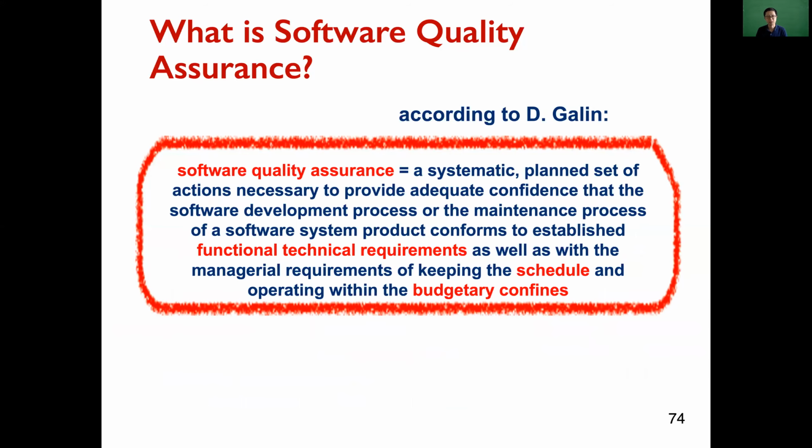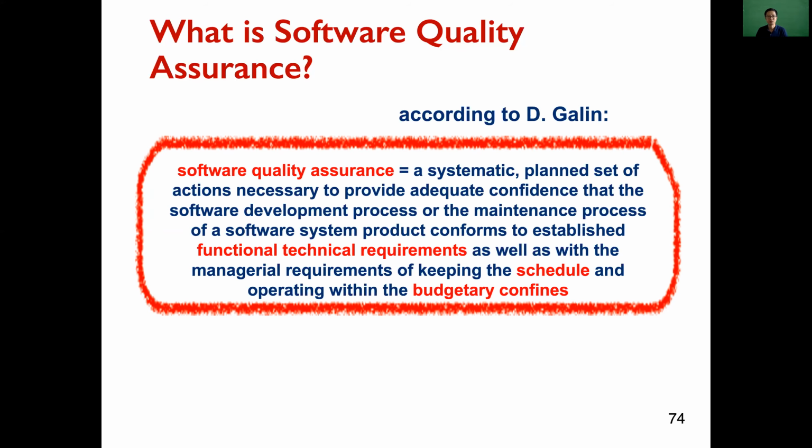According to Daniel Galin, software quality assurance is a systematic planned set of actions necessary to provide adequate confidence that the software's development process or the maintenance process of a software system product conforms to established functional technical requirements, as well as the managerial requirements of keeping the schedule and operating within the budgetary confines. So here we see, in addition to functional technical requirements, software quality assurance is also about keeping the software development within schedule and under budget.